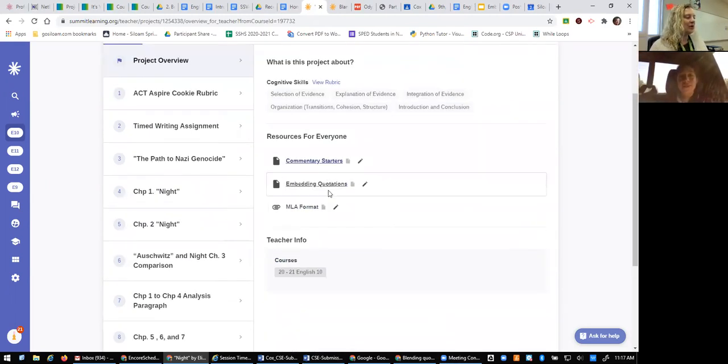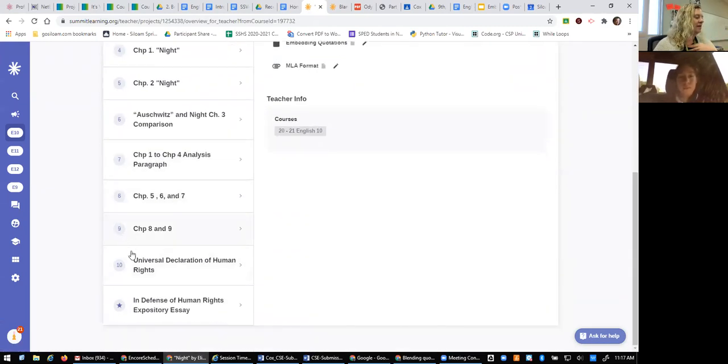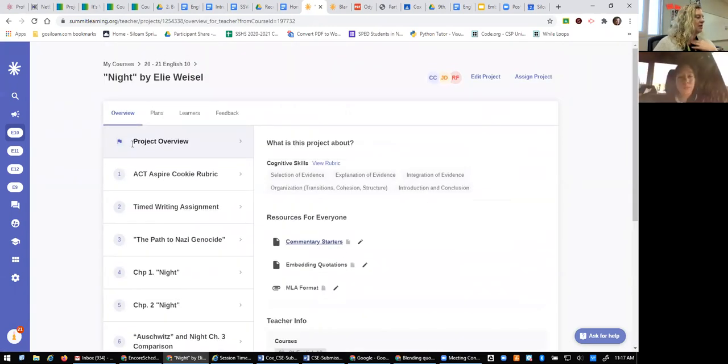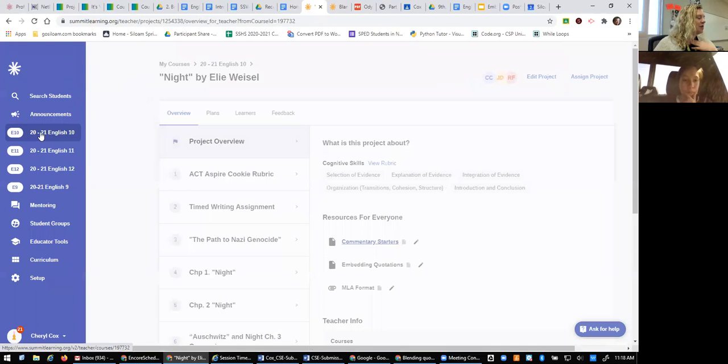But when you embed those quotations, you need to make sure that you put the parentheses at the end of the quotes so that we know that you got it from Knight, okay? Or you got it from the Universal Declaration of Human Rights, okay? So that's pretty much the overview.